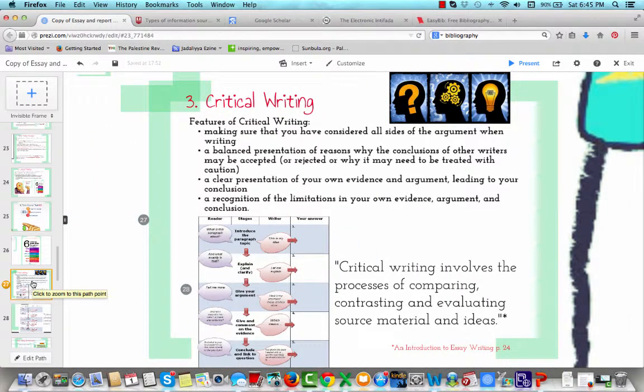And critical writing. Critical writing is when you make sure you've considered all sides of an argument when writing. So when I give you a topic and I say, give me the pros and cons of this argument, simply writing the pros is not enough. You have to consider all sides of the argument, meaning you have to write the pros and cons. It's a balanced presentation of reasons. And once that's done, it's also a clear presentation of your own evidence and argument, leading to your own conclusion.